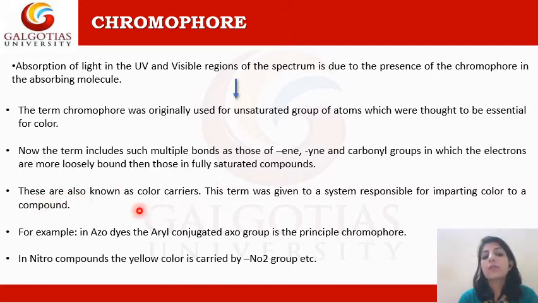These are also known as color carriers. This term was given to a system which is responsible for imparting color to a compound. For example, in azo dyes, the aryl conjugated azo group is your principal chromophore. In nitro compounds, the yellow color is carried by the NO2 group. So these are certain chromophores.